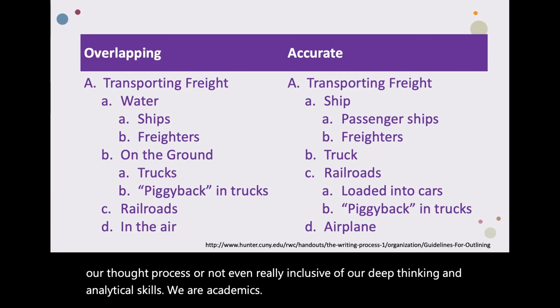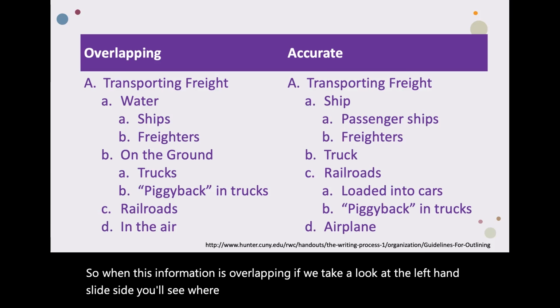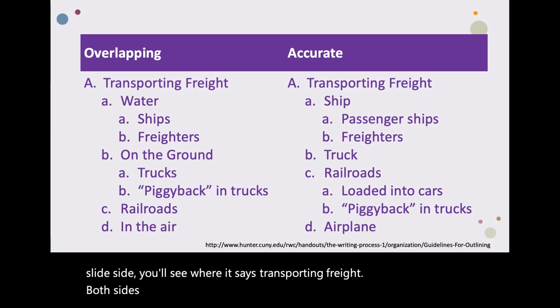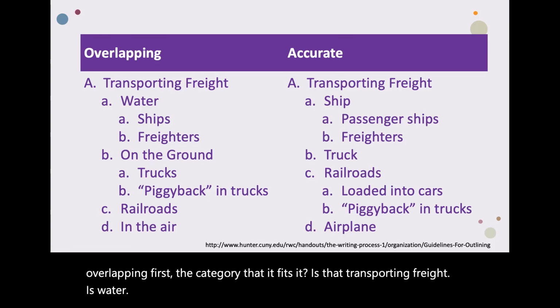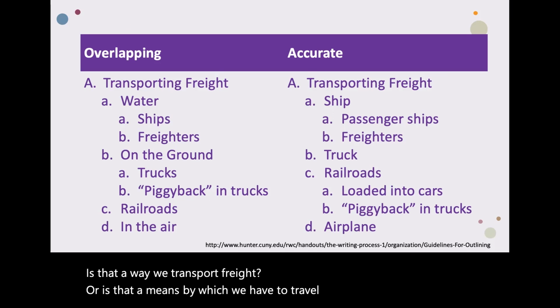So when this information is overlapping, if you take a look at the left-hand side, you'll see where it says transporting freight. Well, both sides say transporting freight. So how can we say that this is overlapping? Well, first, the category that it fits in is that transporting freight is water. Is that a way we transport freight? Or is that a means by which we have to travel across? We have to travel across water.